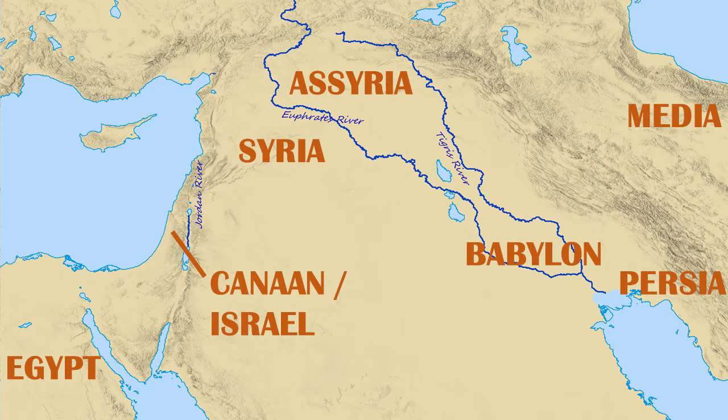Of course, Media and Persia, which become the Medo-Persian Empire, and that extends far off, further east. Of course, this area, what we're probably most familiar with, there's the Dead Sea and the Sea of Galilee and the Mediterranean Sea, and this smaller area right here is the area of Canaan.